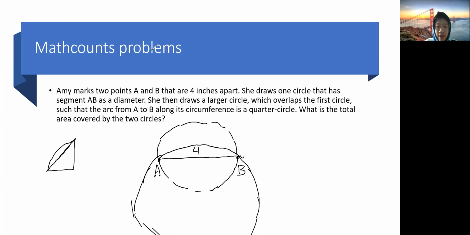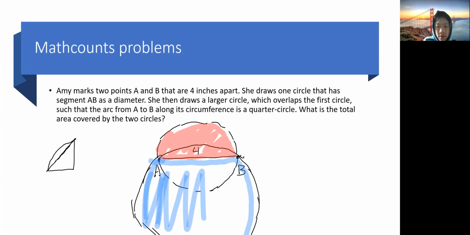Okay? So the best way I can see it is we can divide it into two sections. One up here, let me use the highlighter. This half circle up here, that won't be hard. And then we're going to have to find this section here. Okay, so divide it into two parts now.